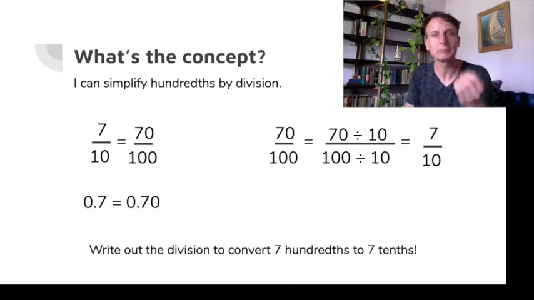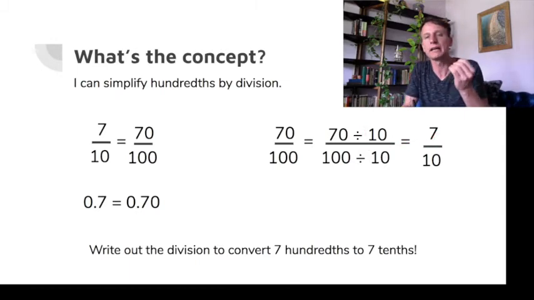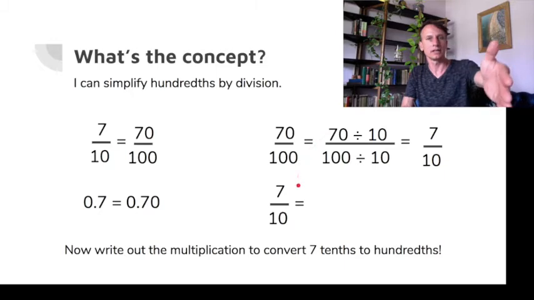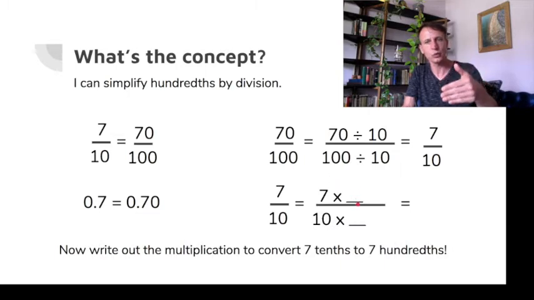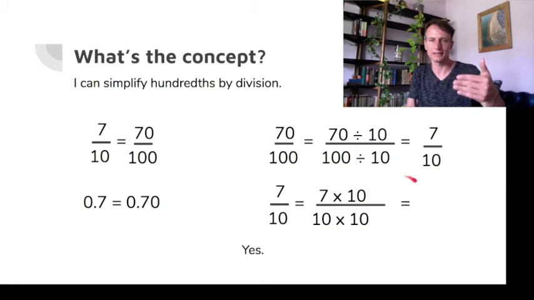I know I'm beating you over the head with this. It's to help you later, kid. All right. Going the other direction, starting with those 7 dimes. 7/10 equals 7/10 times what to give us hundredths? Yes, 10 tenths will give us 70 hundredths.